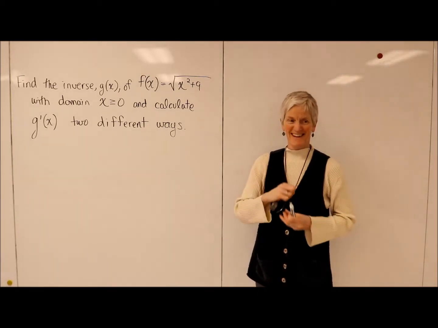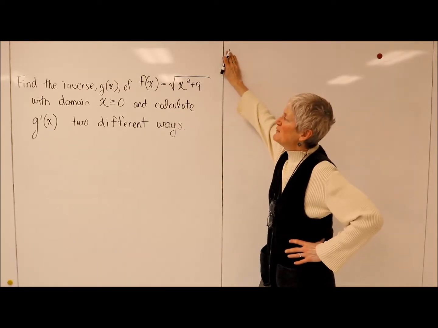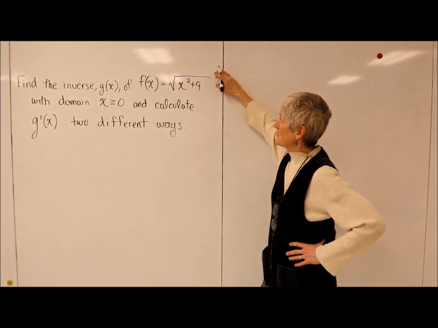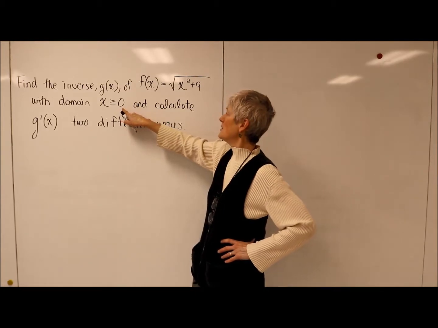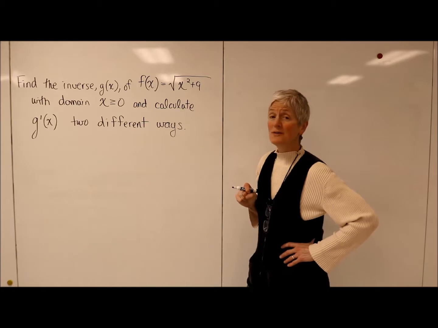Hey, Ryan. Hi. Okay, so let's find the inverse, which I'm calling g of x, of f of x equals the square root of x squared plus 9, with the domain restricted to x greater than or equal to 0, and calculate g prime of x two different ways.